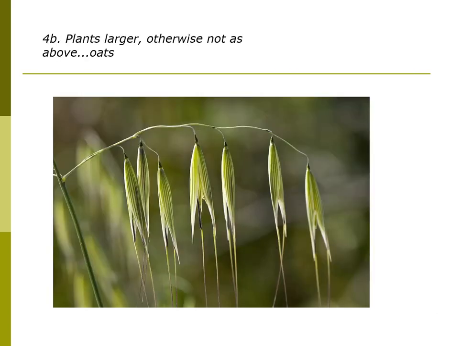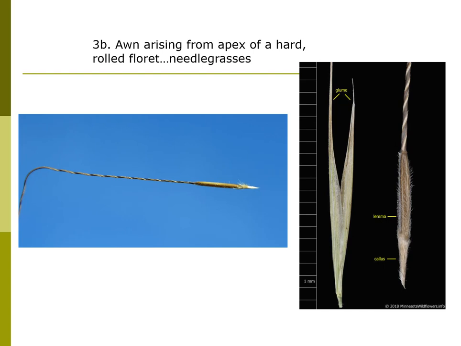So if it's a larger plant with those large glumes and the geniculate awns arising from the back of the lemma, then it's going to be in the oat group. And we don't cover oats here, so we're going to skip to another group of grasses. Now this still is within that group with the glumes exceeding the length of the floret, but instead of the awns arising from the back or the midsection of the lemma, these arise from the end of the lemma itself. And this is the needle grasses.